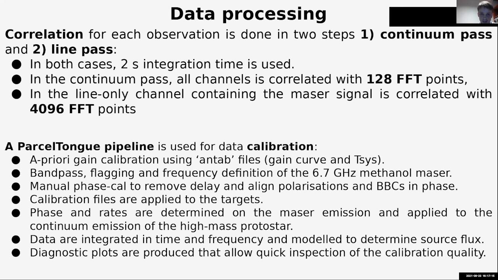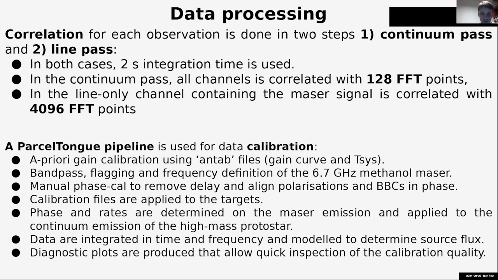That is an automated way to use APS. So it is the same as any other VLBI data processing. We use UVFITS files from correlations. We use bandpass flagging and frequency definition of 6.7 gigahertz methanol masers. We use manual phase cal to remove delay and line polarizations and BBC in the phase.